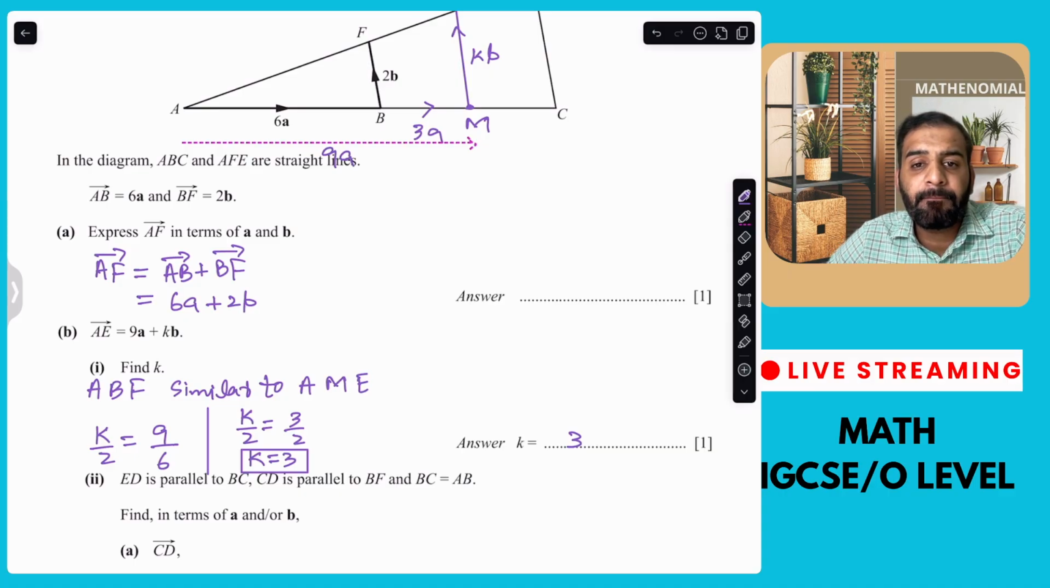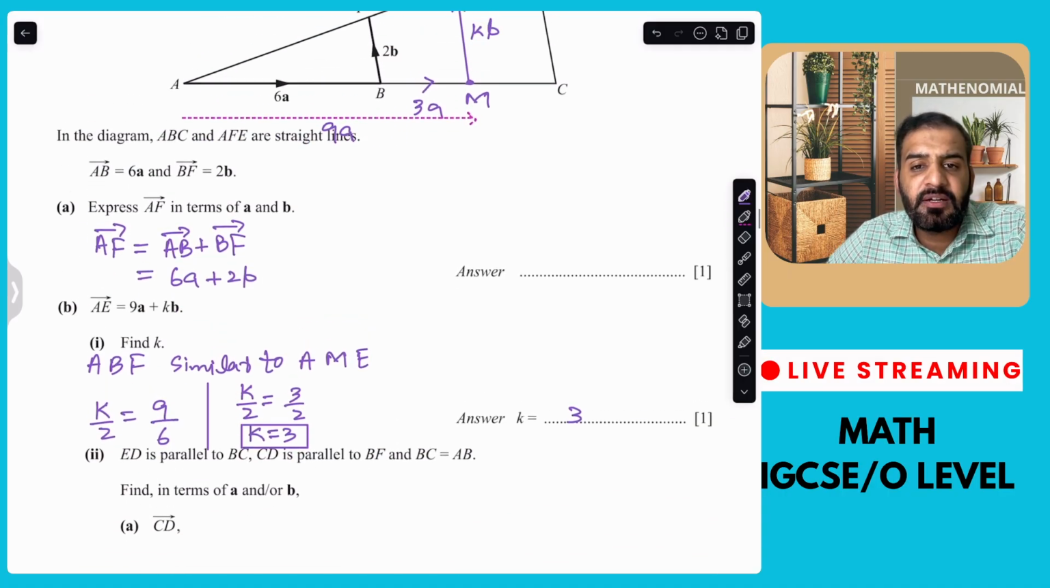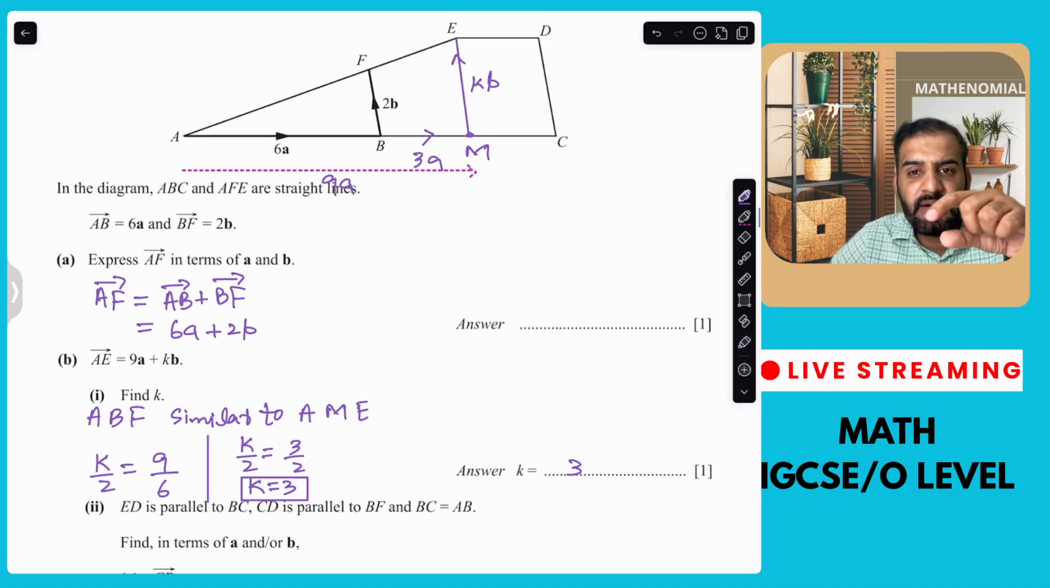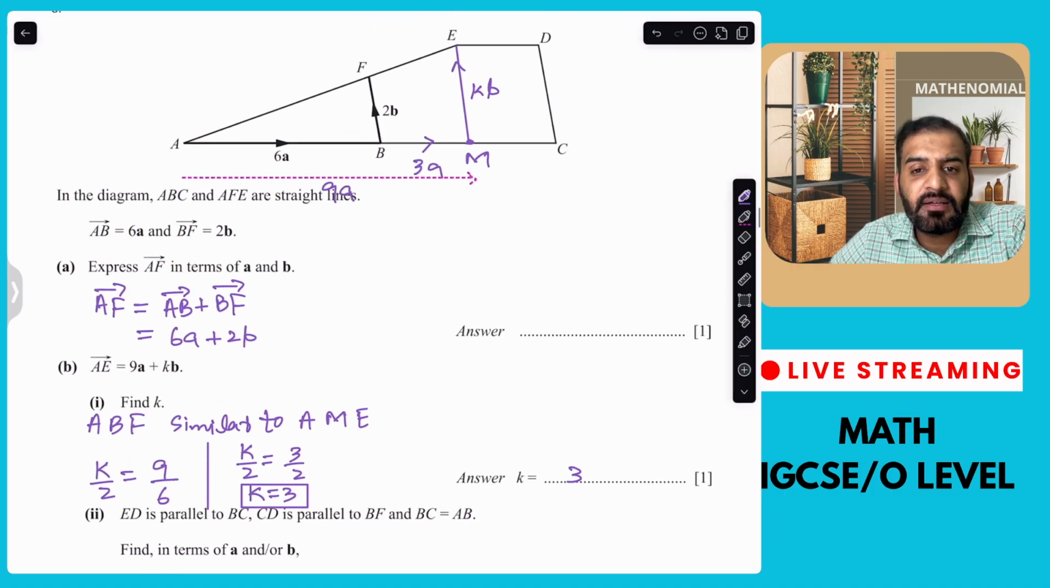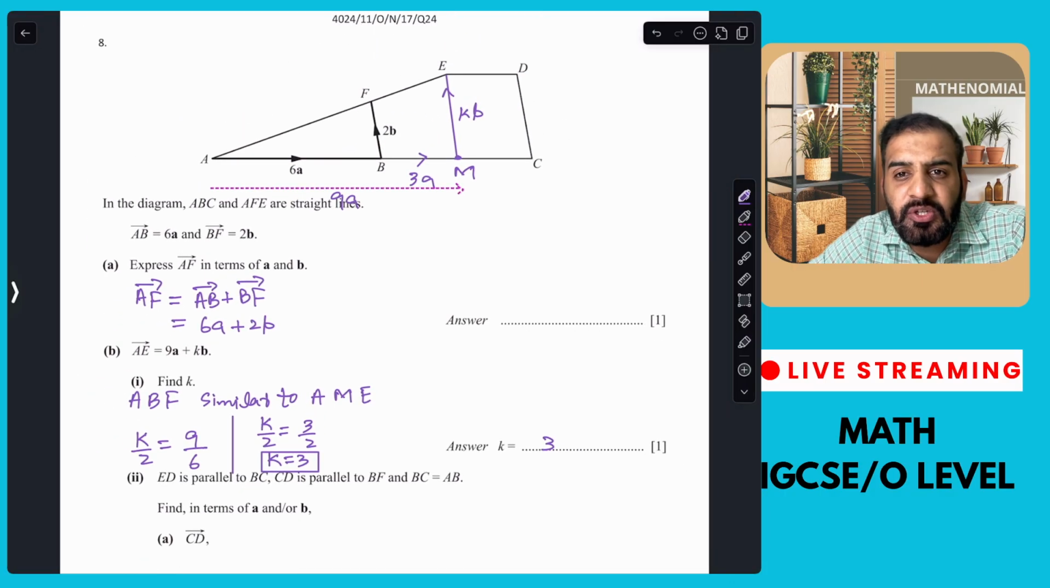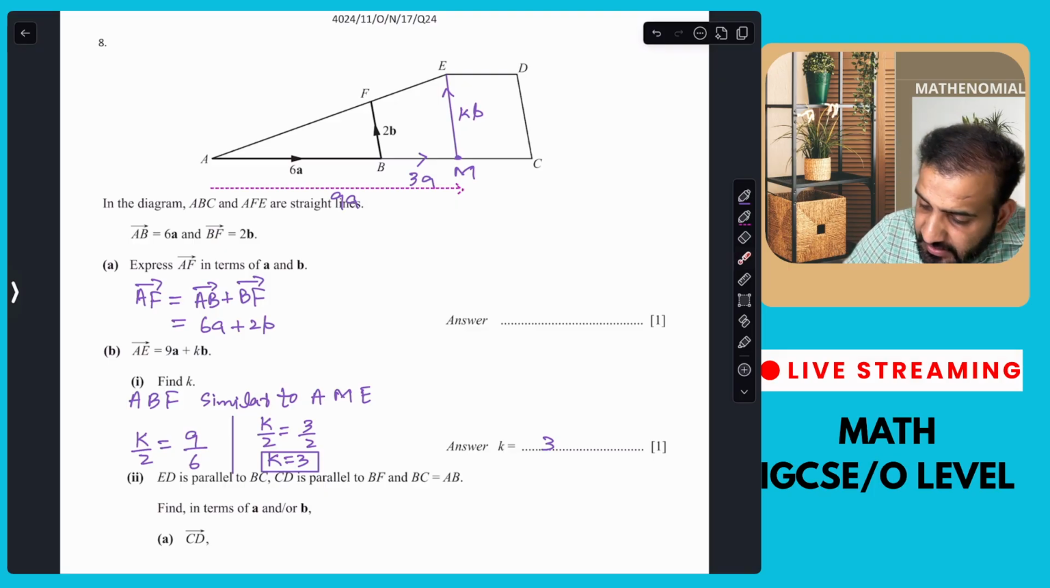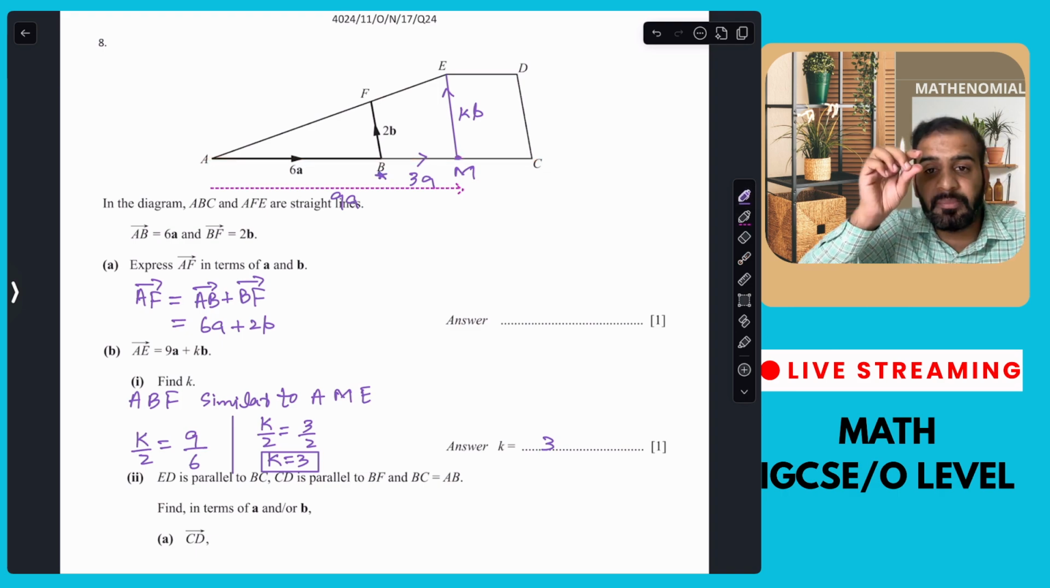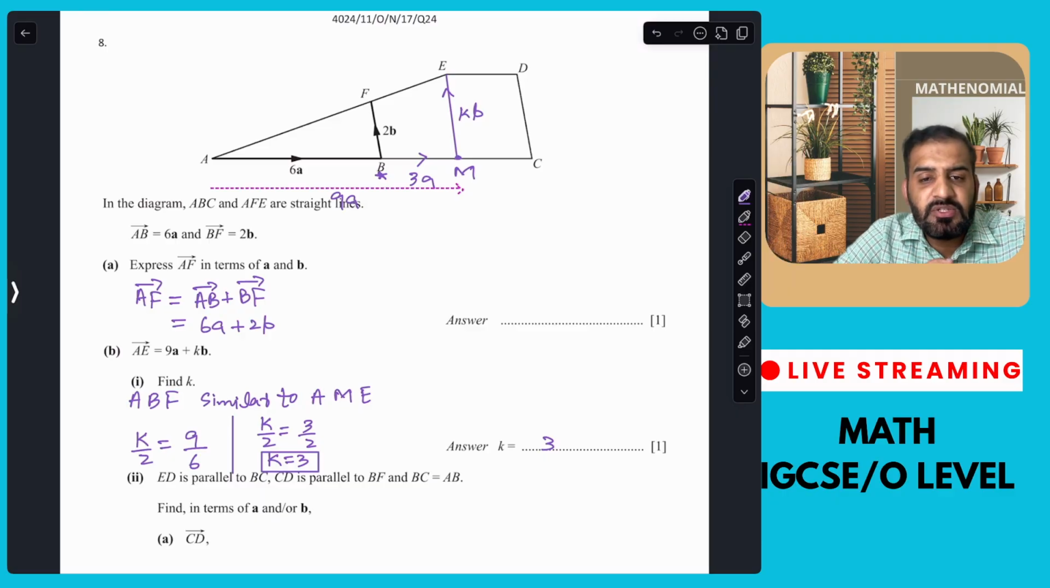Next, ED is parallel to BC, and CD is parallel to BF, and BC is equal to AB. It means BC, this is BC, this is AB, they are both equal, so B is the midpoint. B lies in the middle of this whole length AC. So the question is calculate CD. So how can we find CD?